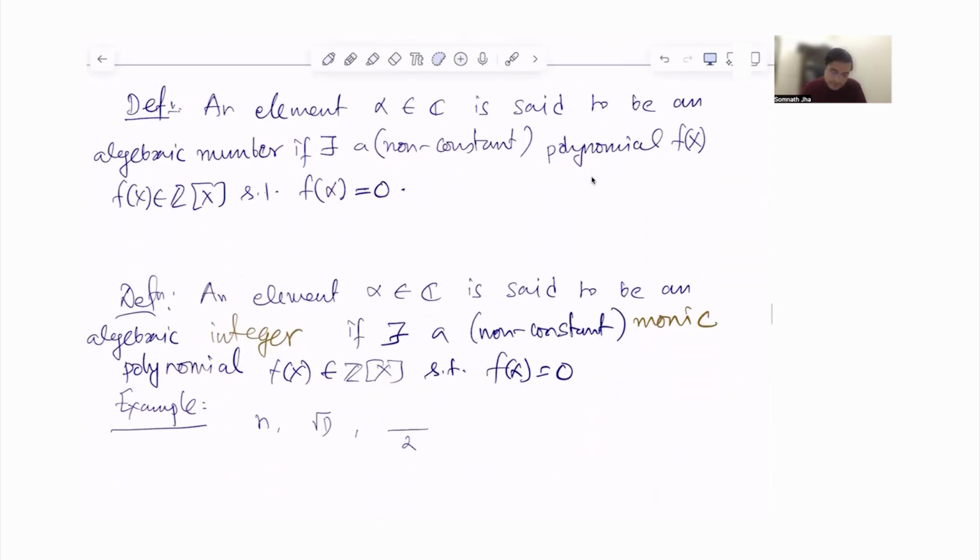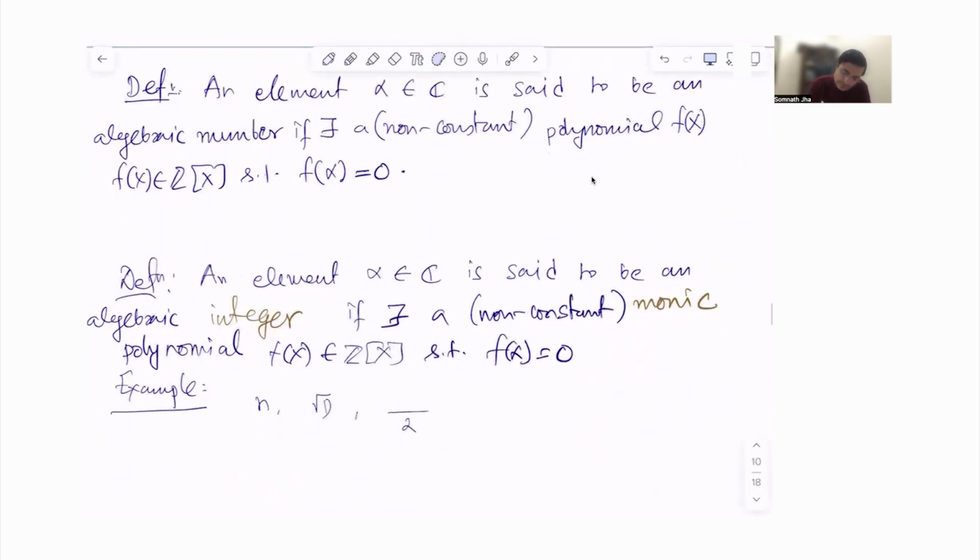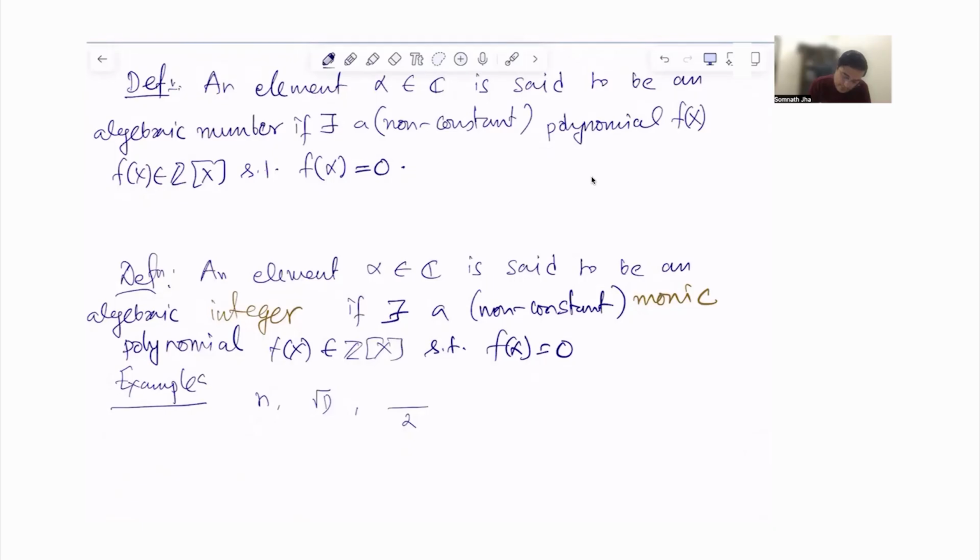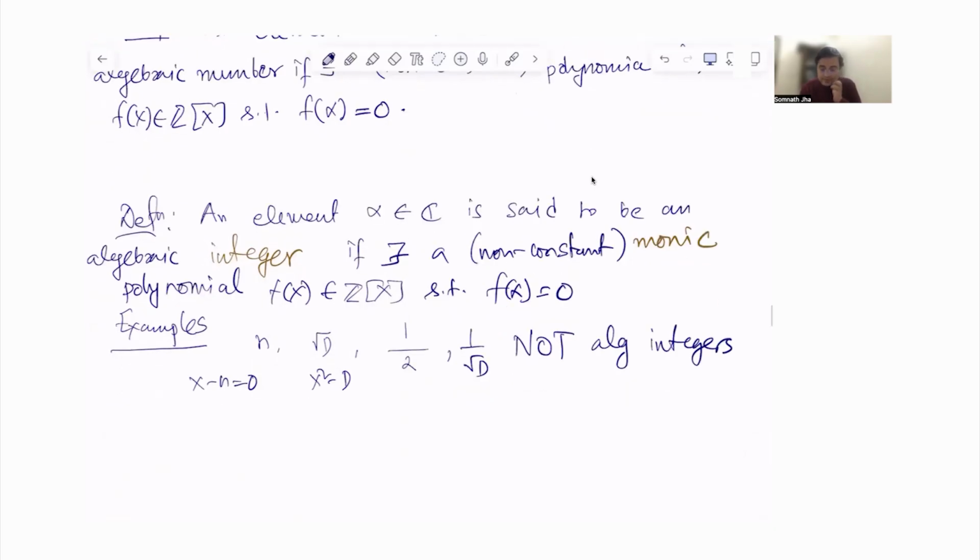So let's give some examples. Examples are integers, which satisfy x minus n equal to 0. Root d satisfies x squared minus d equal to 0. Then 1 by 2 is not an algebraic integer, and 1 by root d is not an algebraic integer.